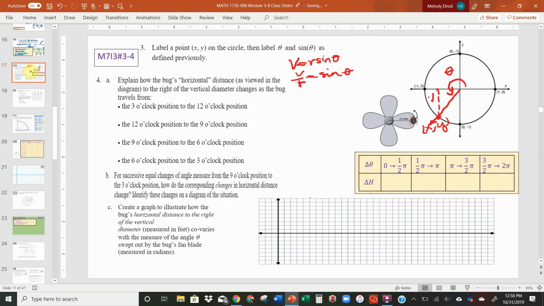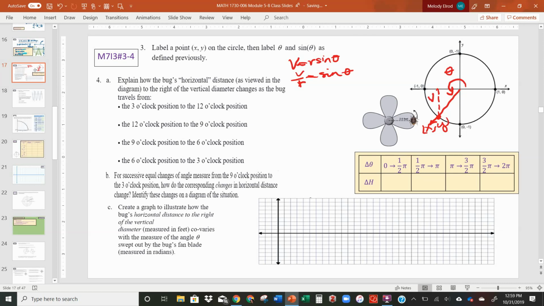It would be this vertical distance right here. So this V right here is what we're looking for as the vertical distance or the sine of theta. So what we've got here is the sine of theta is this vertical distance here.